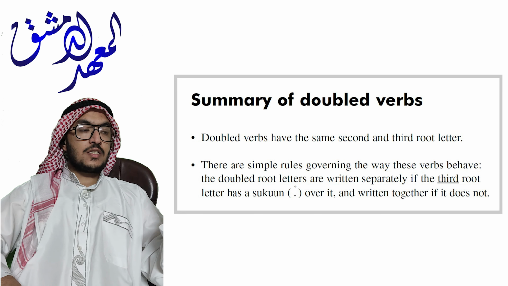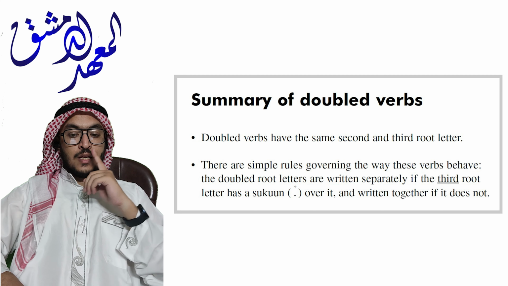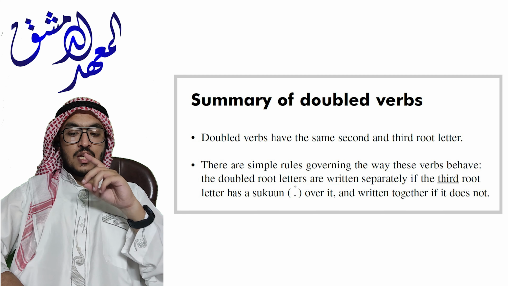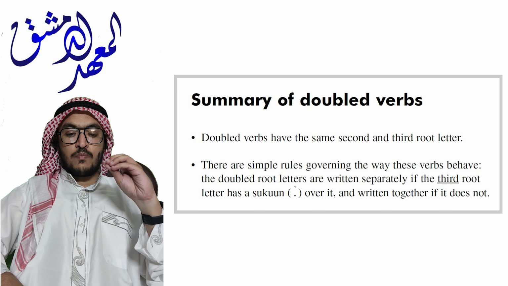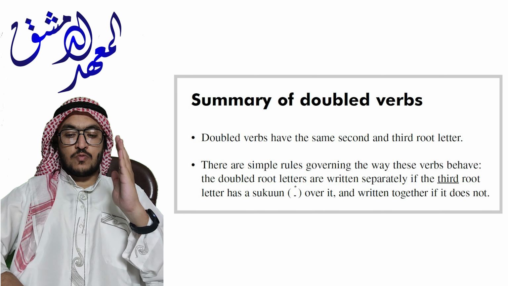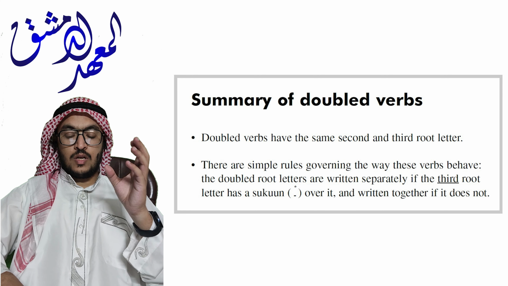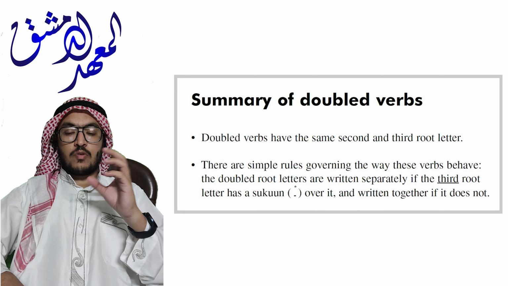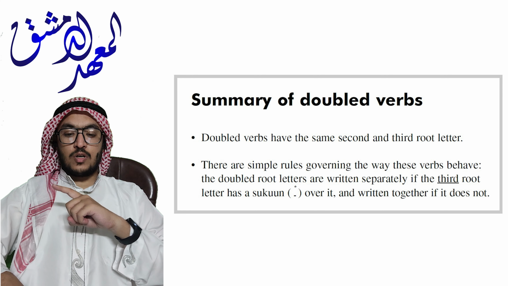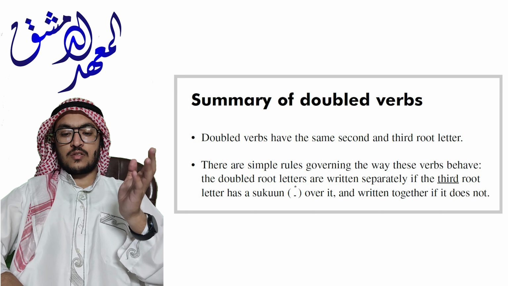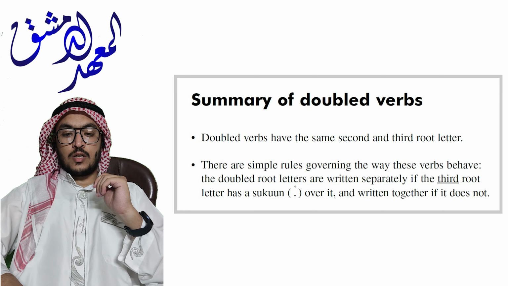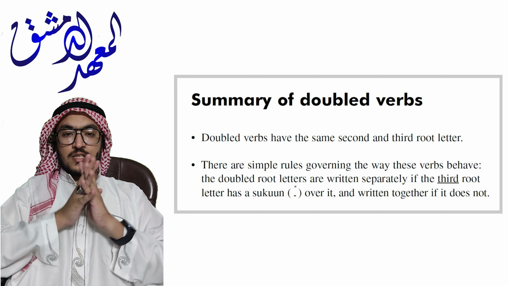So, here is the summary of doubled verbs. Doubled verbs have the same second and third root letter. There are simple rules governing how these verbs behave. The doubled root letters are written separately if the third root letter has a sukoon over it, and written together if it does not. So, this is all from today's lesson.